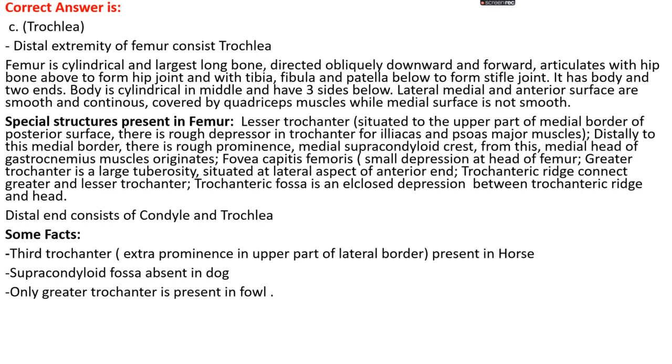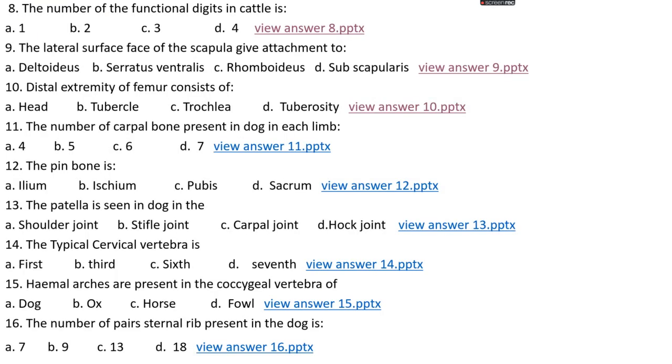Okay, let's see some facts related to the femur. The third trochanter is an extra prominence located in the upper part of the lateral border, present in the horse. The supracondylar fossa is absent in the dog, and only the greater trochanter is present in the fowl.